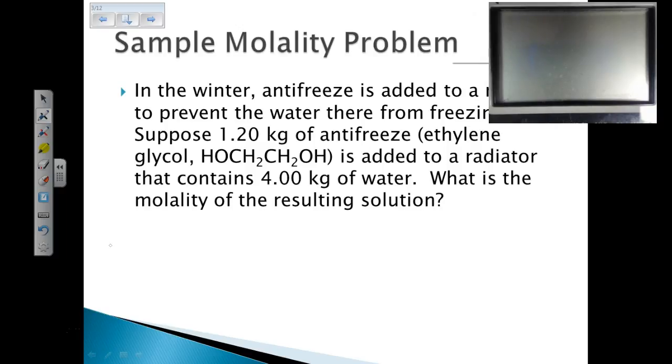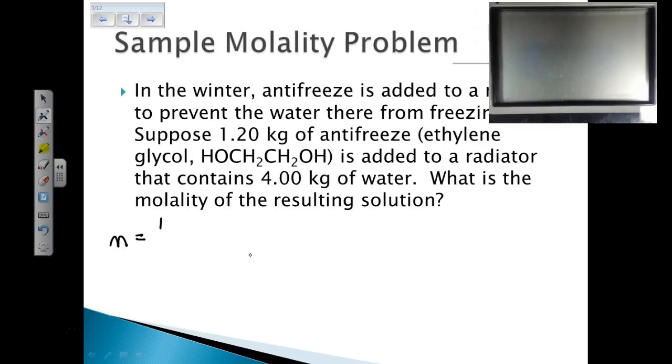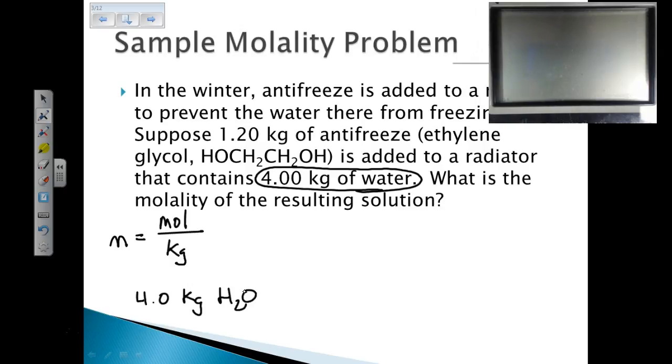I'm going to start by writing the formula that I need. It's moles of solute over kilograms of solvent. Here, water is our solvent, so we already have 4.0 kilograms of H2O. Great. But now we need to go to moles of antifreeze, because that's going to be our solute.